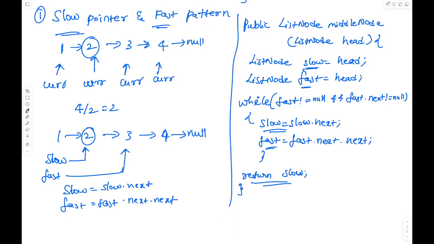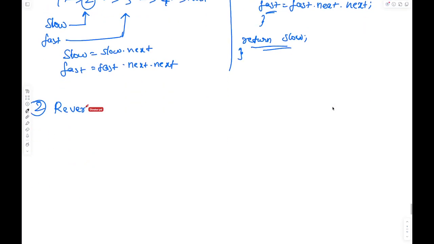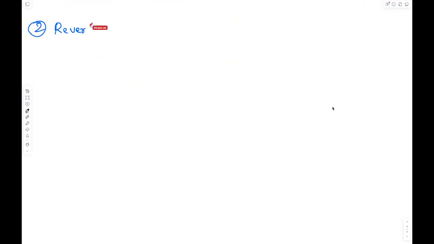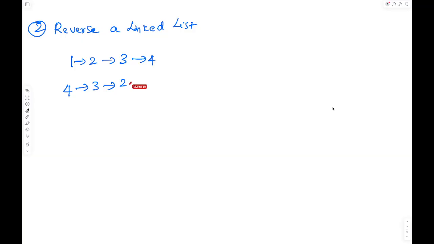So let's see the second pattern, that is to reverse a linked list. Basically what we need to do is change the nodes which are pointing from 1 to 4, to 4 to 1. So this is the given, and this is the output. So how are we going to do that?